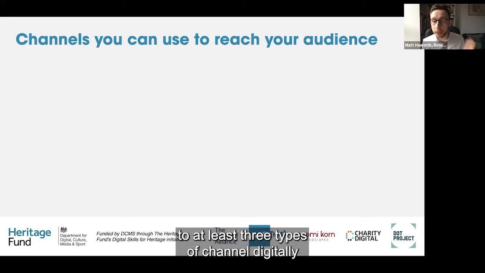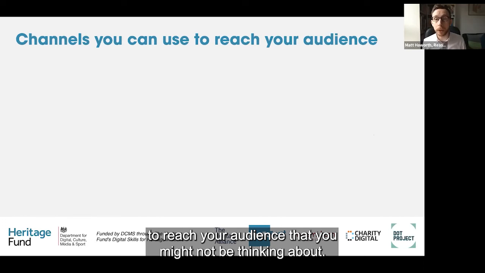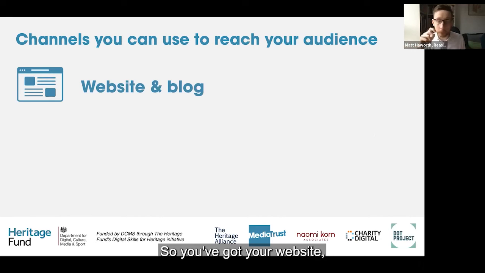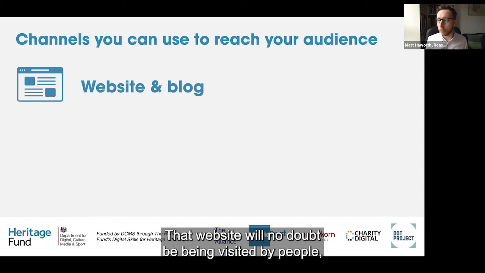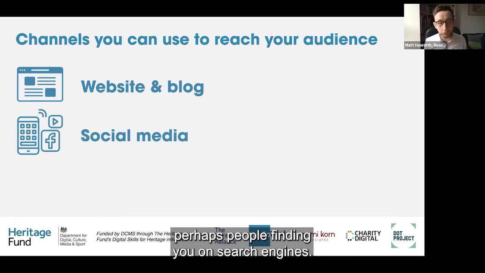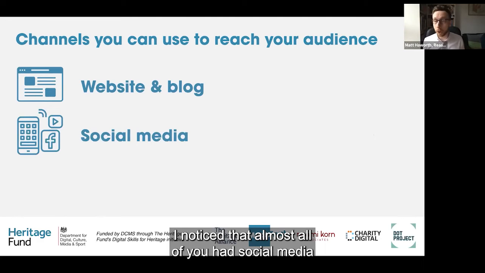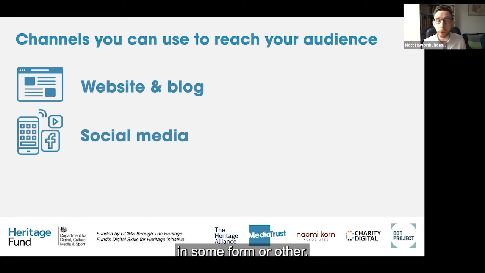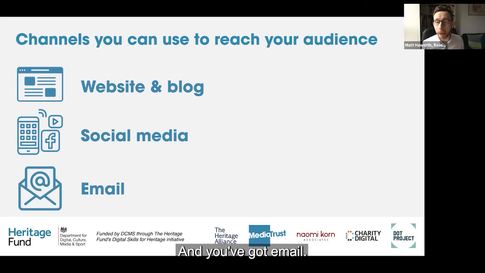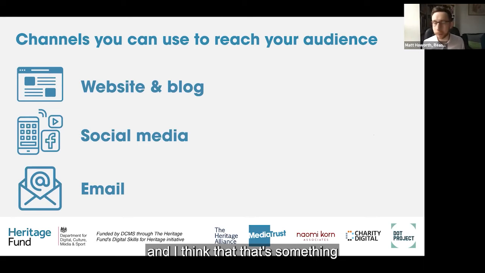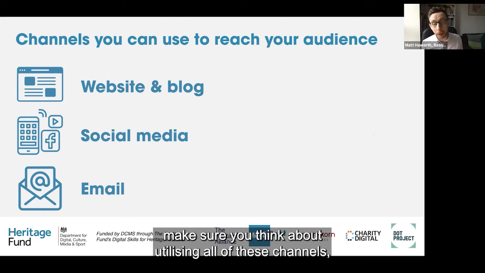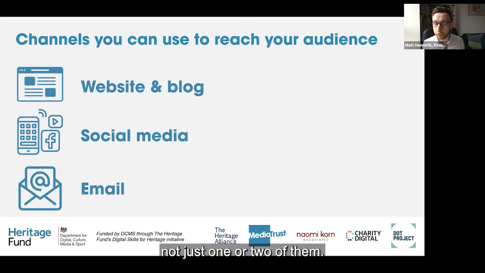You've probably got access to at least 3 types of channel digitally to reach your audience that you might not be thinking about. So you've got your website, which maybe has a news feed and a blog on there as well. That website will no doubt be being visited by people, perhaps people finding you on search engines. You've got your social media channels. I noticed that almost all of you had social media in some form or other. And you've got email. Many of you are using email, but not a lot of you had a formal way that I can subscribe to your email newsletter. And I think that that's something that you should maybe change. So when you are asking for money, make sure you think about utilizing all of these channels, not just 1 or 2 of them.